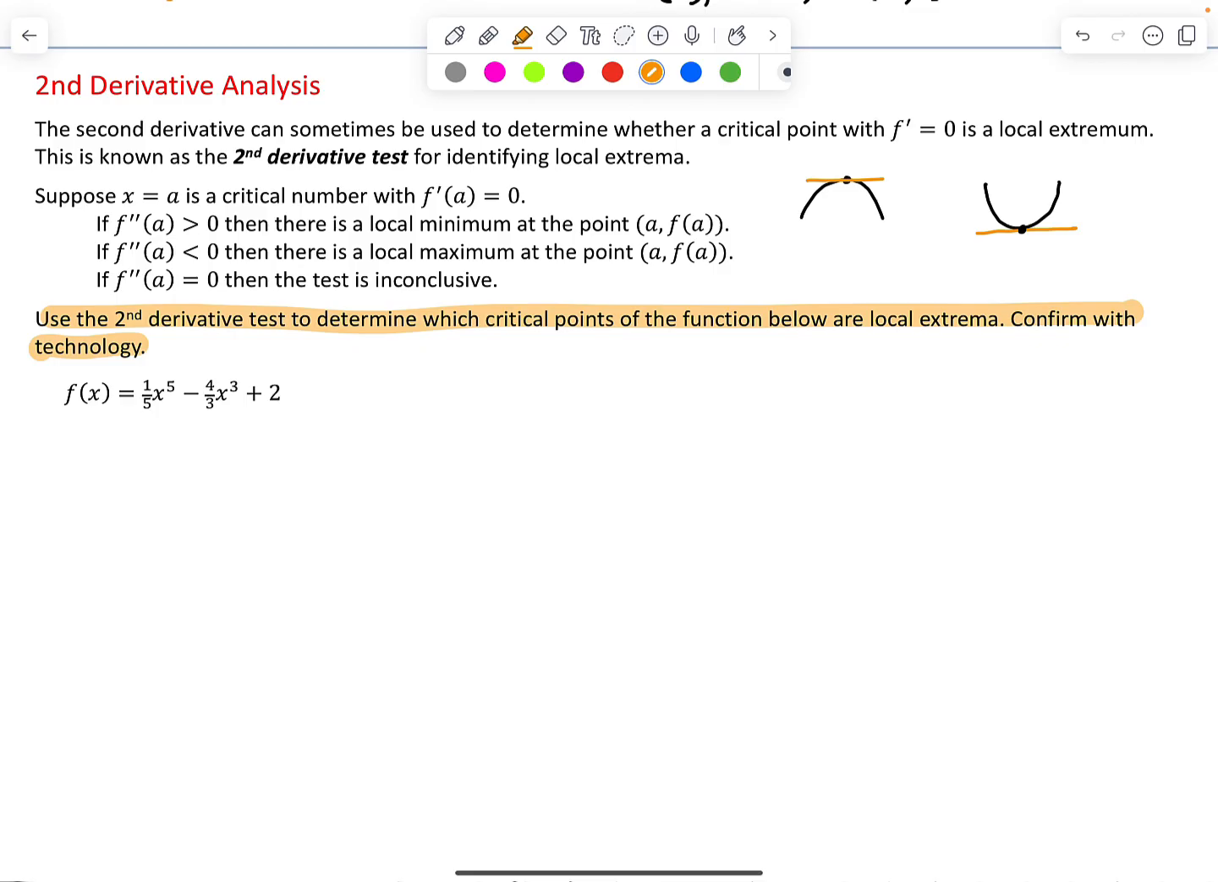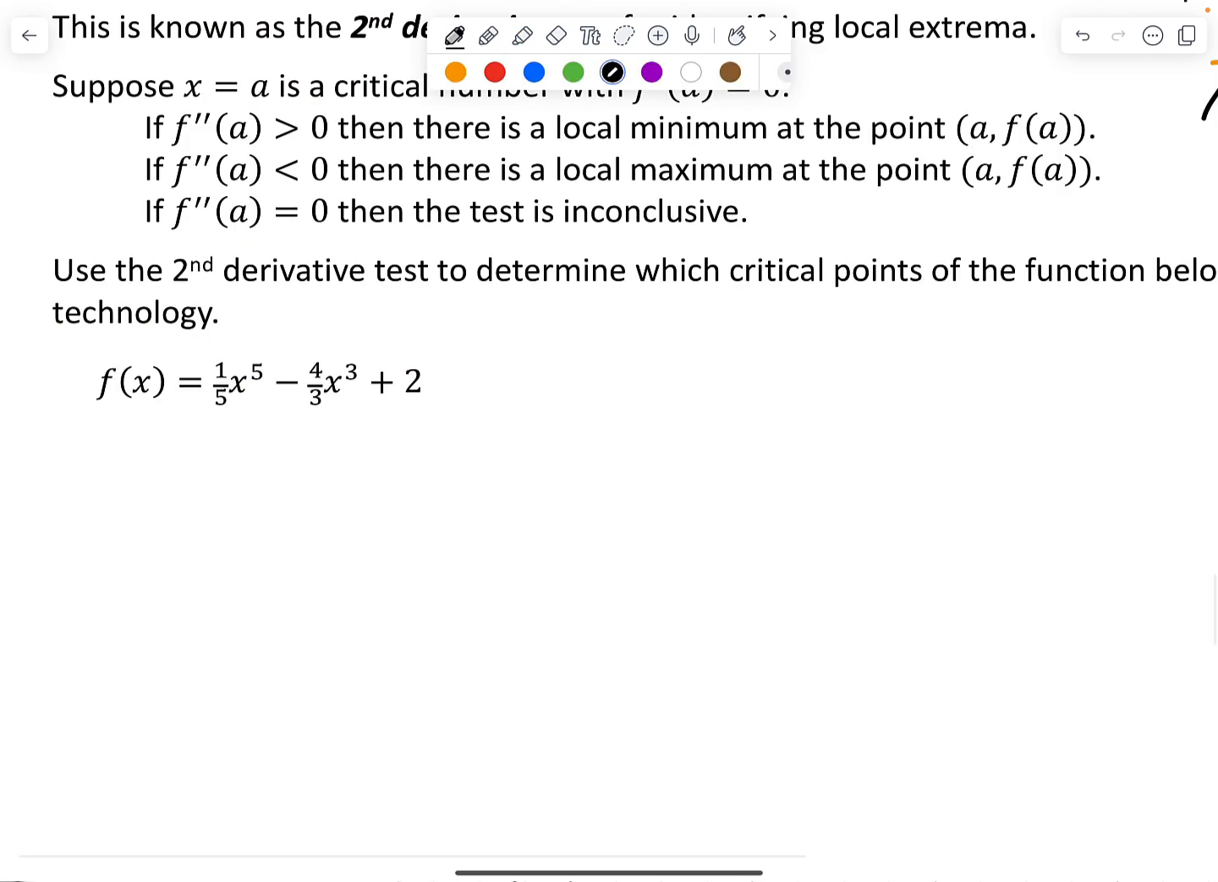Use the second derivative test to determine which critical points of the function below are local extrema. Confirm with technology. Okay, we have a 5th degree polynomial. The domain of this polynomial is all numbers. Let's find the critical numbers. Now, not hypercritical numbers, so I just need to do the first derivative and pause. The first derivative, the 5 times 1/5 goes to 1, power drops to a 4, minus 4/3 times 3 is 4, power drops to a 2, and we are done.